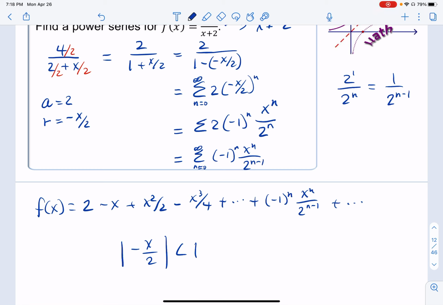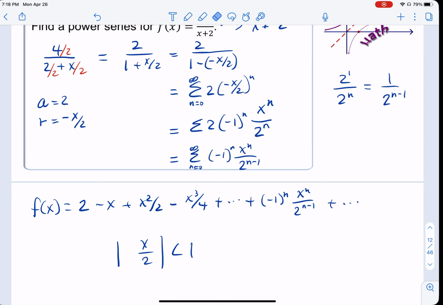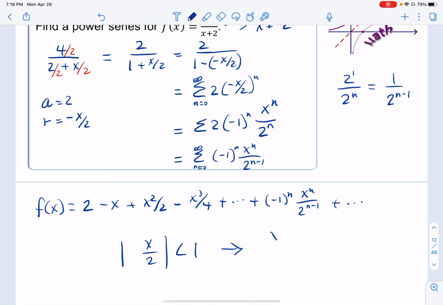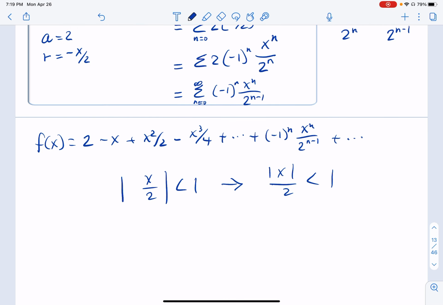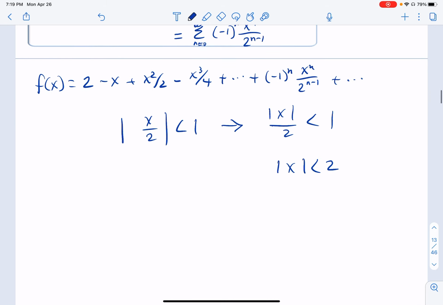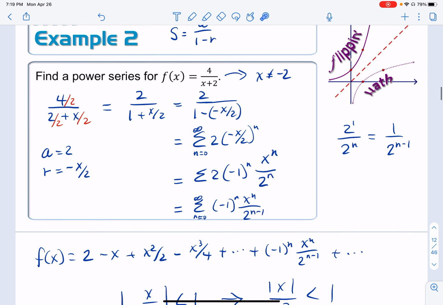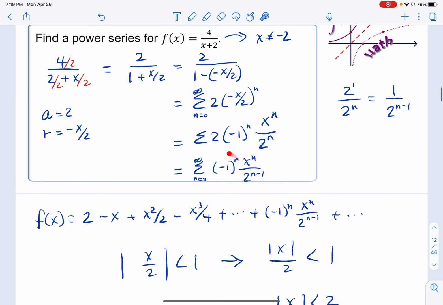You can get rid of that negative sign because it is absolute value. And that 2 is already positive, so we can bring that outside. We got absolute value of x over 2 is less than 1. You can multiply the 2 over, and that becomes the radius of convergence. Then cram this thing in between a positive and a negative 2. So negative 2 is less than x, which is less than 2. So here is the radius of convergence for this function represented as a power series.